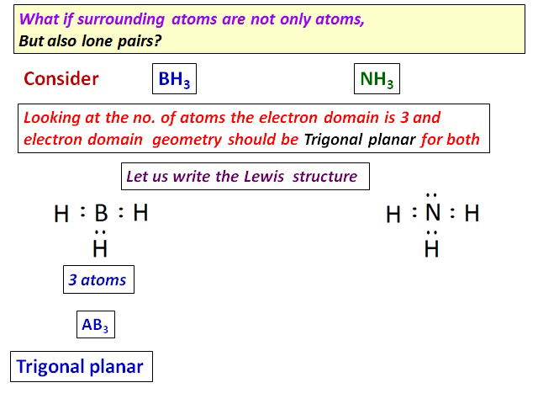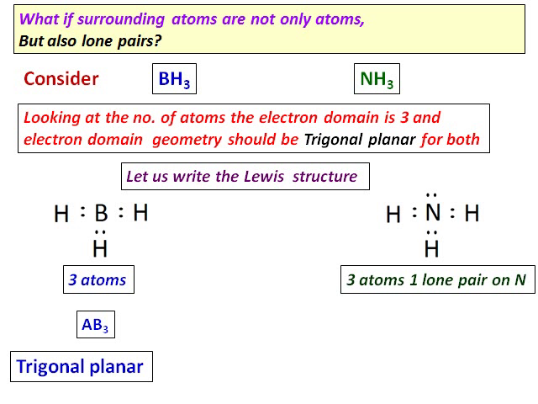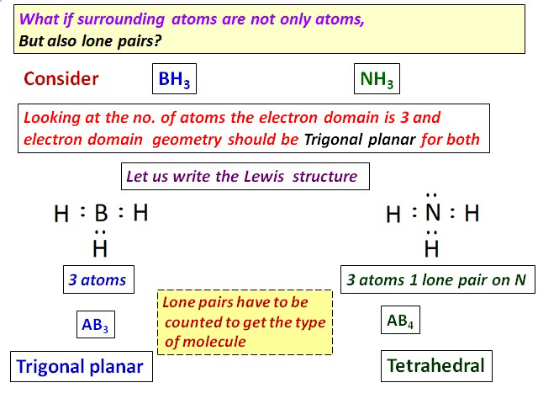But in the case of ammonia, when I write the Lewis structure, you see that I have 3 atoms and 1 lone pair on nitrogen. And hence the lone pair has to be counted, and this is an AB4 type of molecule and has a tetrahedral shape. So what do we conclude? Lone pairs have to be counted to get the type of molecule. And that's the reason ammonia, with 1 lone pair and 3 atoms, is AB4. So don't just predict the electron geometry by looking at the molecule. A Lewis structure has to be written in order to predict the type of molecule and then the electron geometry.